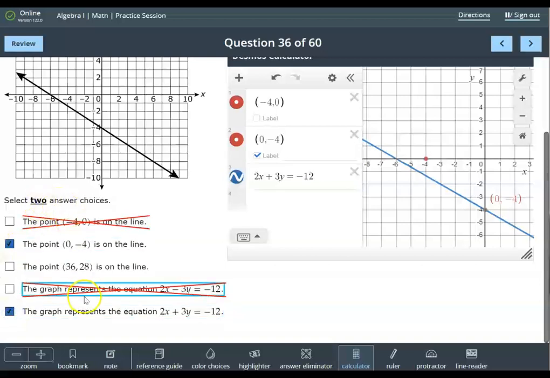Remember, anytime there are 5 answer choices, 2 of those will be correct. It will indicate select 2, so be sure to instruct your students to look for that.